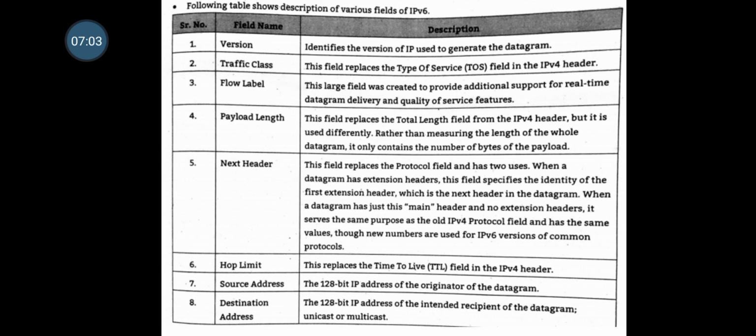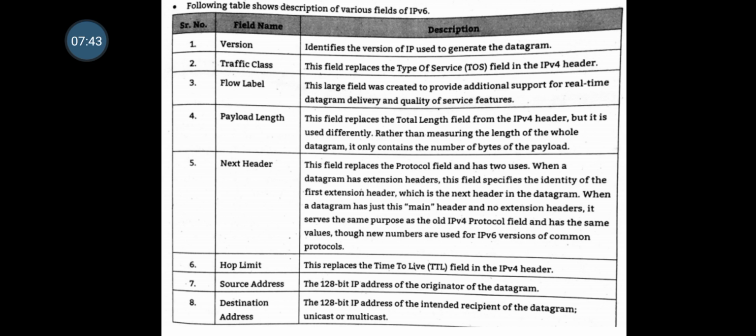Rather than measuring the length of the whole datagram, it only contains the number of bytes of the payload. Next header. This field replaces the protocol field and has two uses. When a datagram has extension headers, this field specifies the identity of the first extension header, which is the next header in the datagram. When a datagram has just the main header and no extension headers, it serves the same purpose as the old IPv4 protocol field and has the same values, though new numbers are used for the IPv6 versions of common protocols.